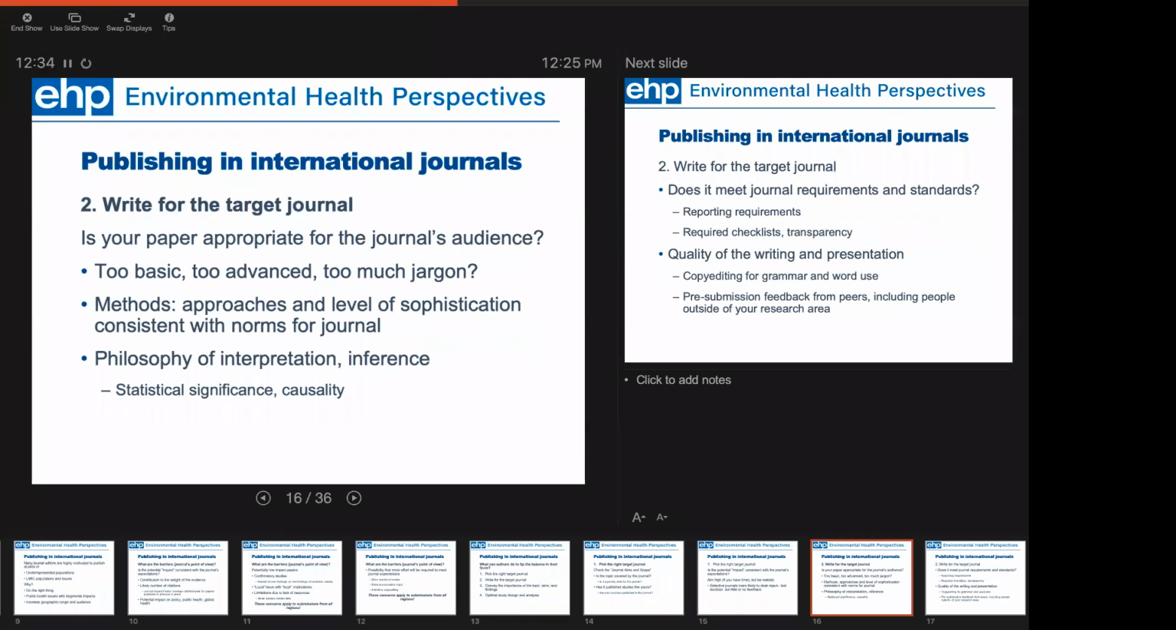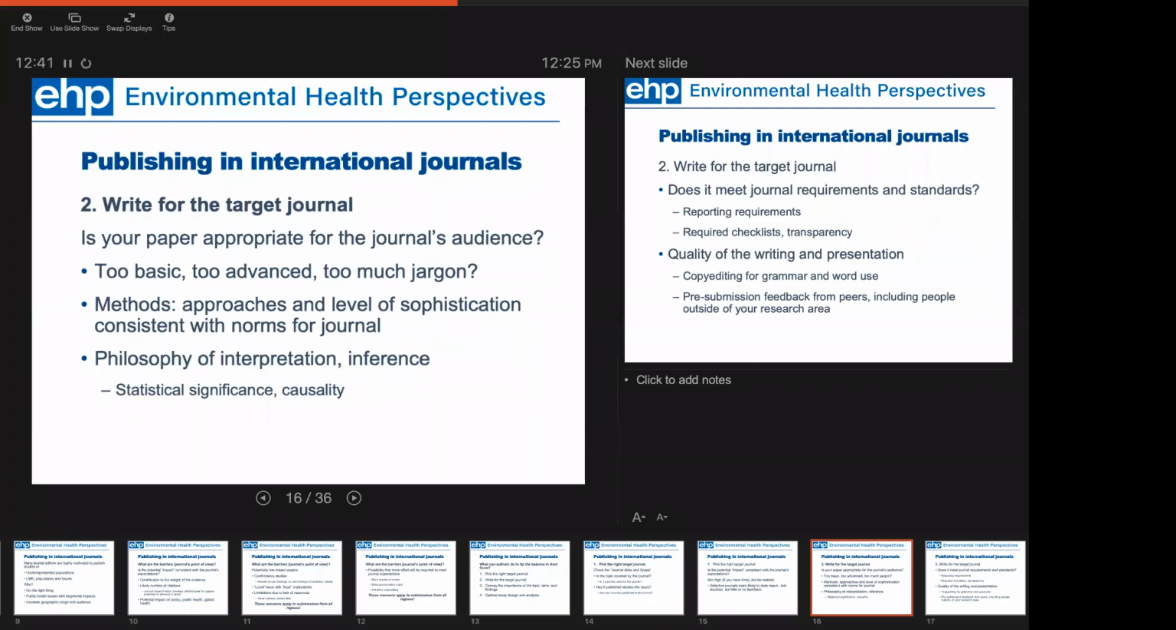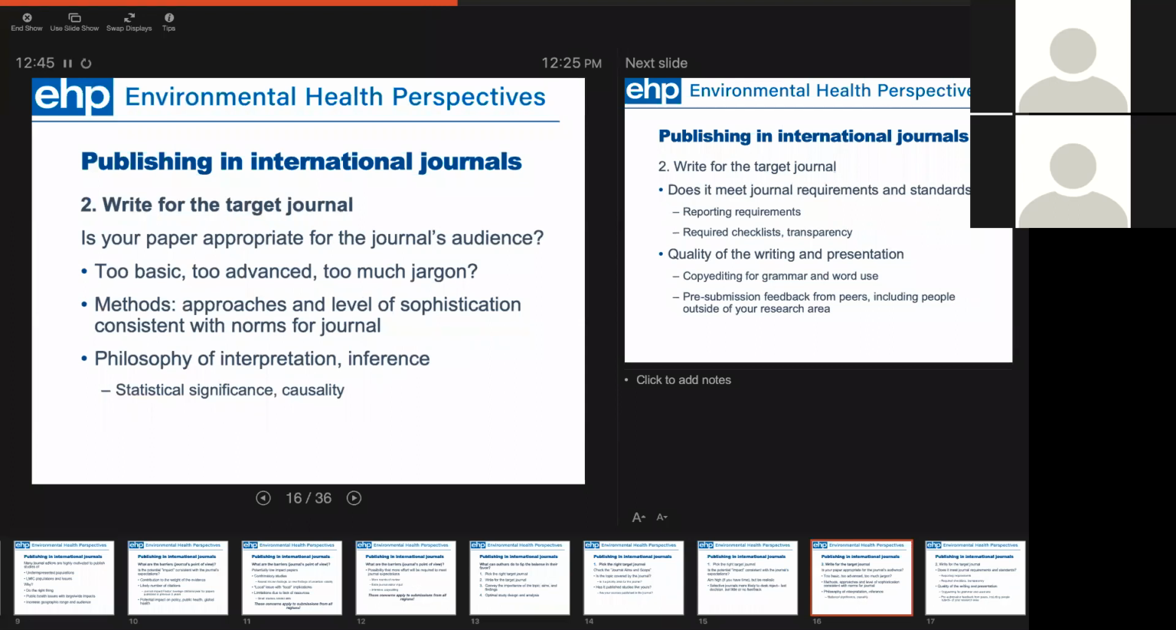Think about, is your paper appropriate for the journal's audience? So now you've picked a target journal. Now you need to write the paper to be a good fit for that journal. Things that we see, sometimes papers will be written in a way that's much too basic for our audience. On the other hand, some other journals or papers are written so that they're much too advanced. They're full of jargon and we don't understand them. So you want to find the level that's a good fit for the journal.